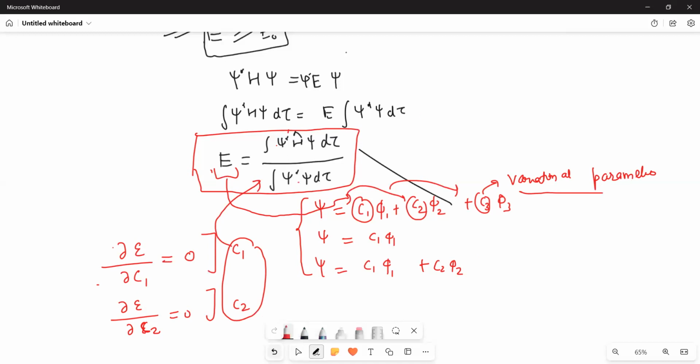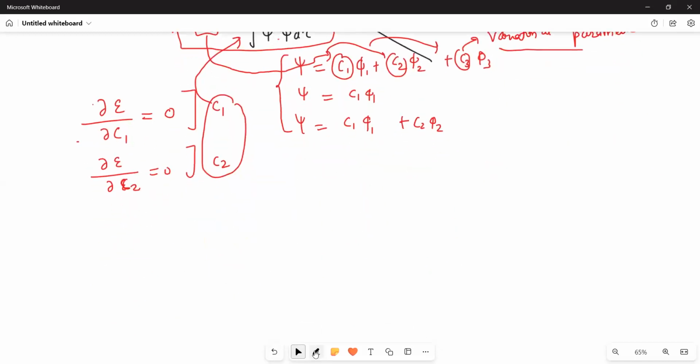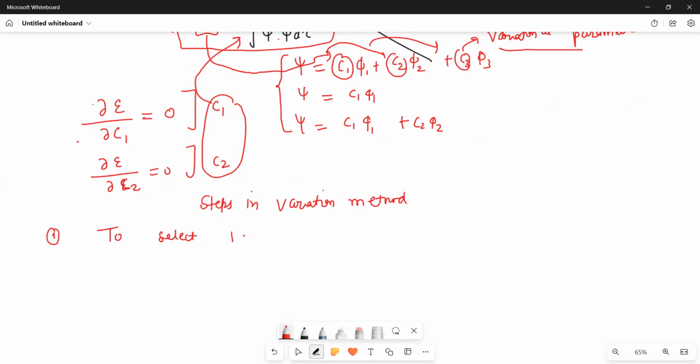Okay. So in a variation method, we follow a few steps. What are these steps? There are only 4 steps. Just write down. Steps in variation principle or variation method. First step is to choose or to select the trial wave function. This is our first step. To select the trial wave function.